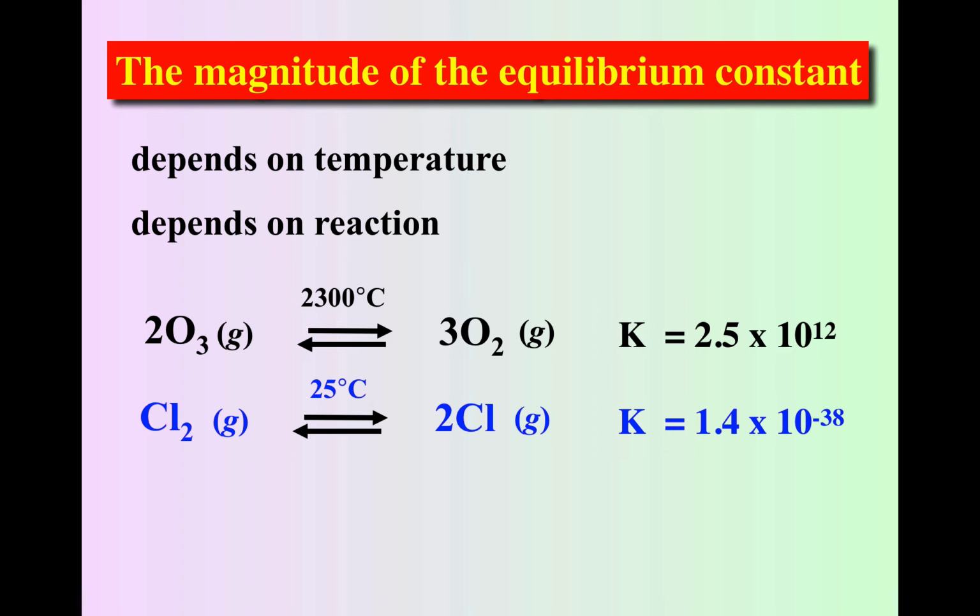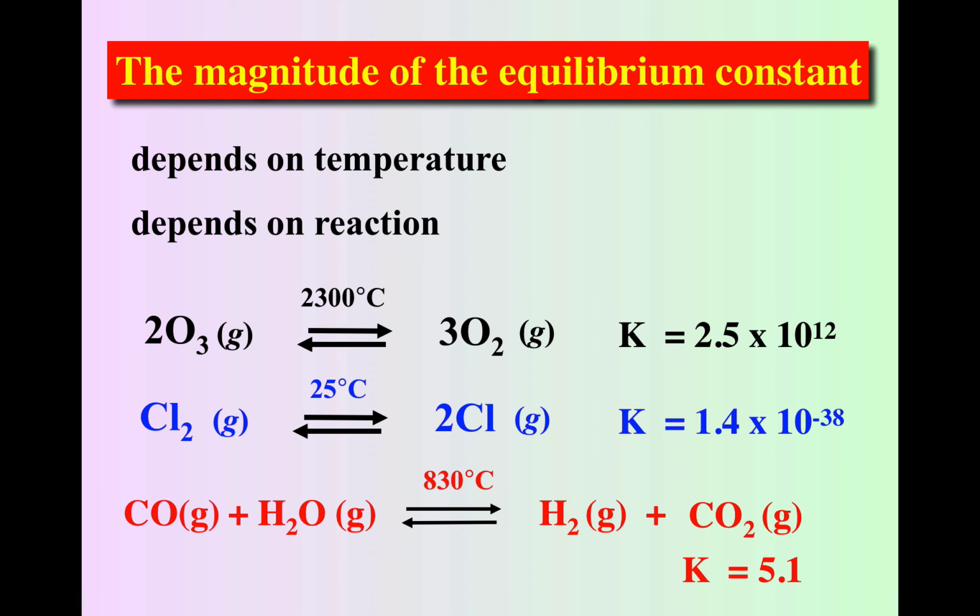Or you can have very non-spontaneous reactions, meaning they barely go forward at all. In terms of chlorine turning into chlorine radical, this is why we find chlorine in nature as Cl2. It doesn't break apart to form Cl by itself very much. So the equilibrium constant is very small at 25 degrees Celsius: 10 to the minus 38. It's pathetically small. Basically, you just have Cl2, very little chlorine radical.